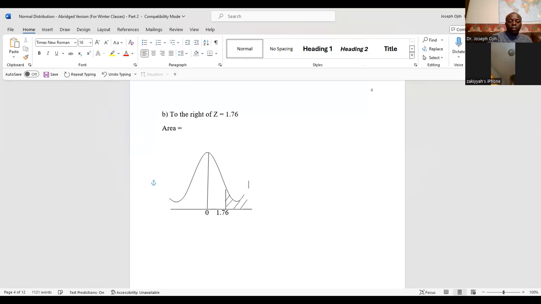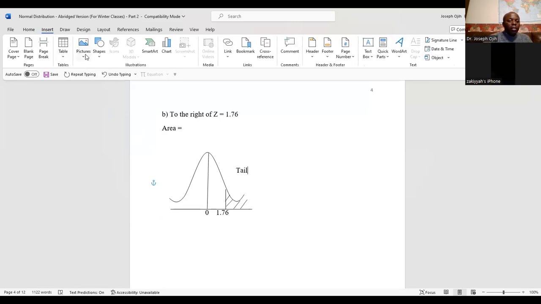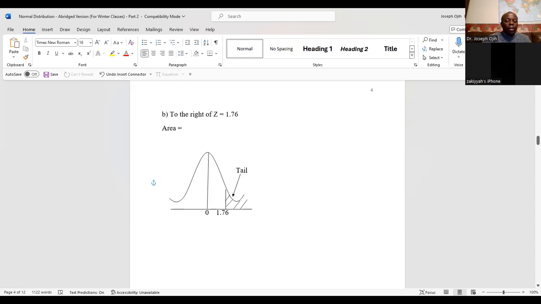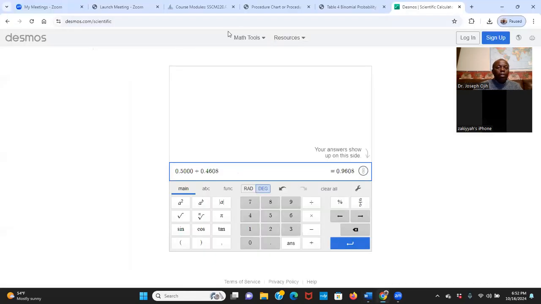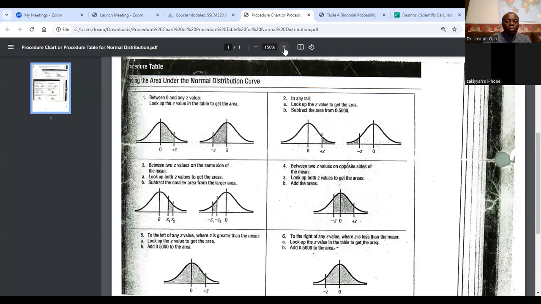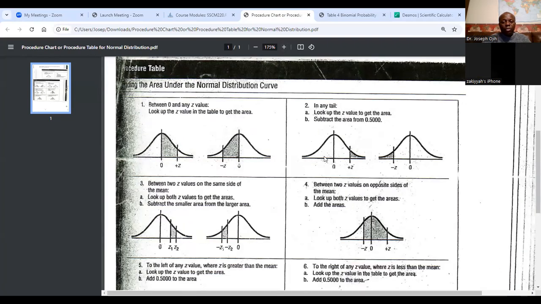Let me put it right there. We call it the tail. And where is the tail? It's right here. The shaded part is the tail. Once you have finished shading, we can now go to our procedural charts to see which of them is closest to what we just did. You can see that this diagram here, part number two, looks like exactly what we drew.